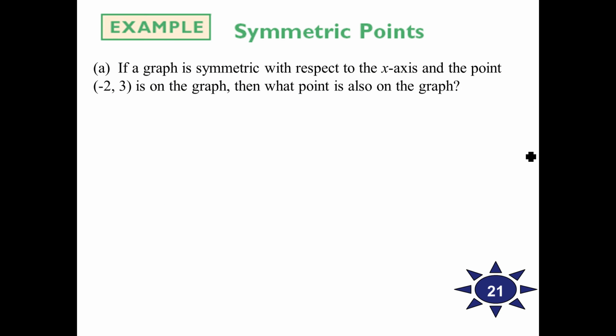Okay, so let's try a problem. If a graph is symmetric with respect to the x-axis, and the point -2, 3 is on the graph, then what point is also on the graph? So -2, 3, it's over here. And so if we're symmetric to the x-axis, that means we need another point down here. X value stays the same, -2, but the y value changes, -3.